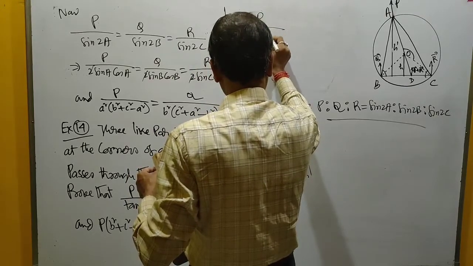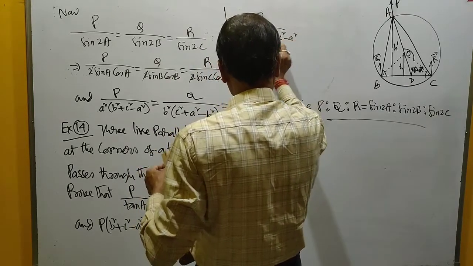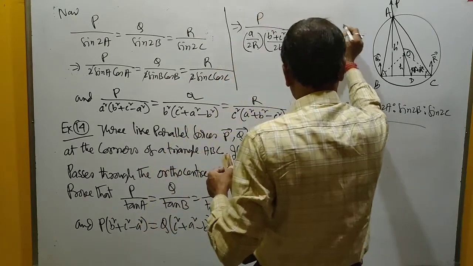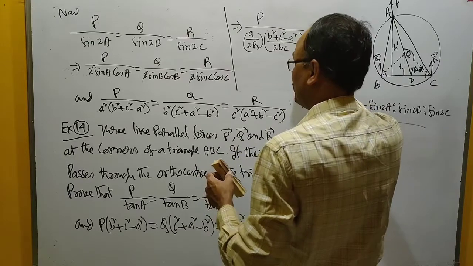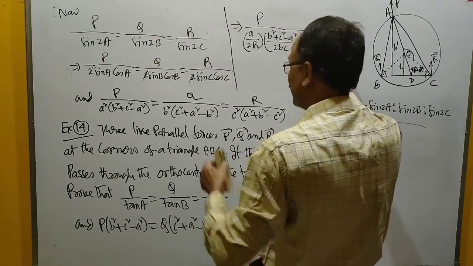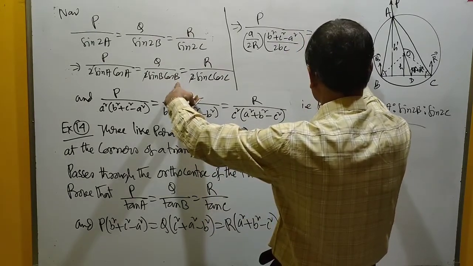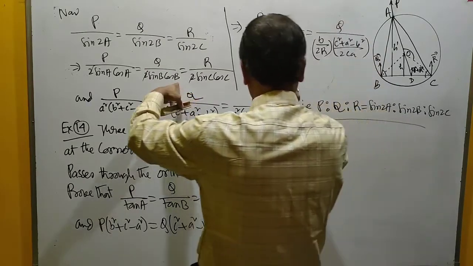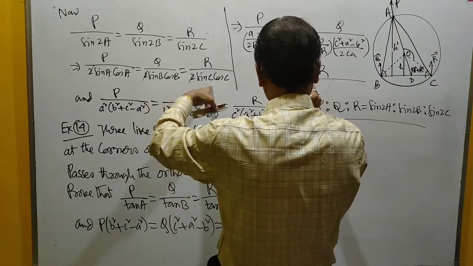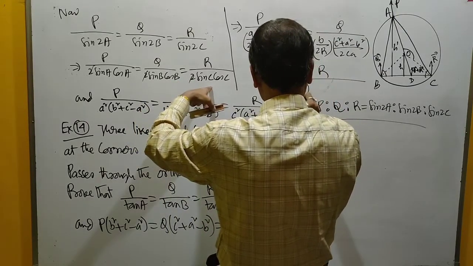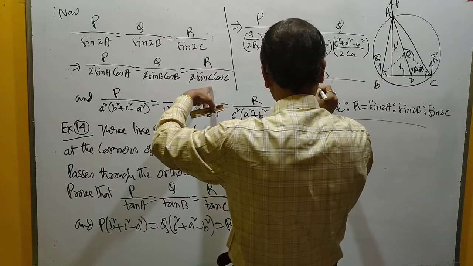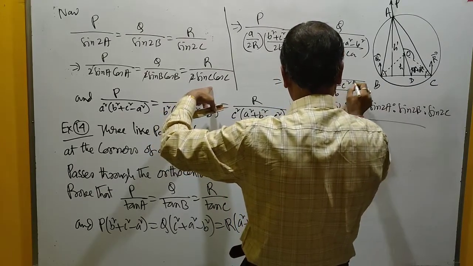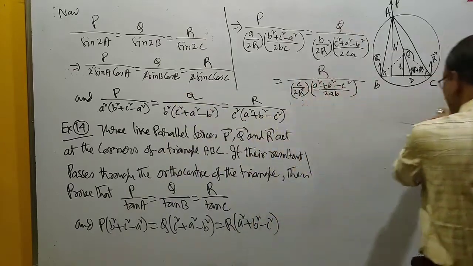Cos A means b square plus c square minus a square divided by twice bc. You will get this one. This is equal to q divided by b by twice R. Cos B means c square plus a square minus b square divided by twice ca. You will get this one. This is equal to r divided by c by twice R, cos C being a square plus b square minus c square divided by twice ab.